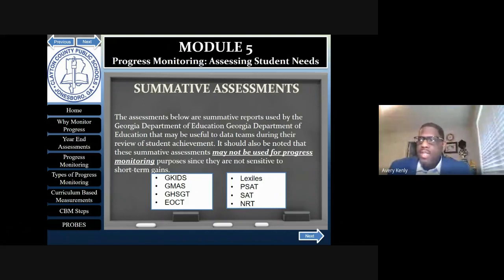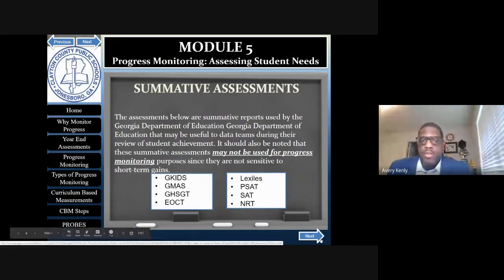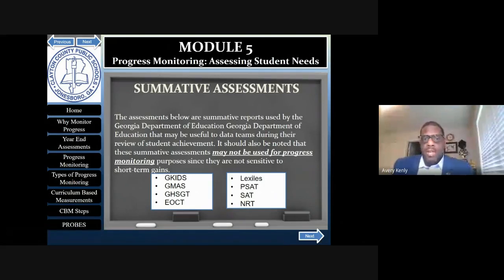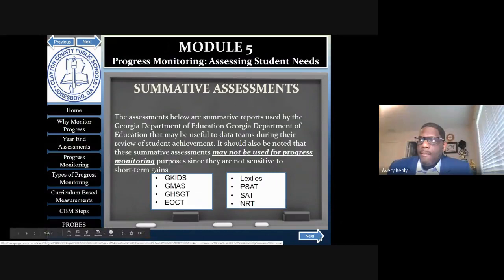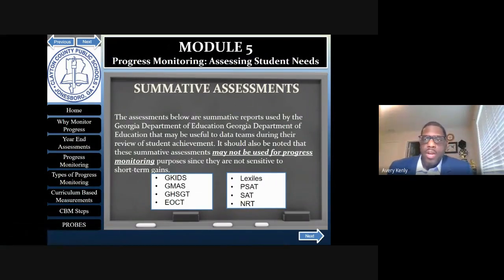And so summative assessments should not be used for progress monitoring. That's the most important thing, because again, they come at the end of learning. We can't make adjustments if the instruction comes at the very end, or if we're trying to adjust and we're at the end. So it's important that we note that we do not utilize summative assessments for progress monitoring.